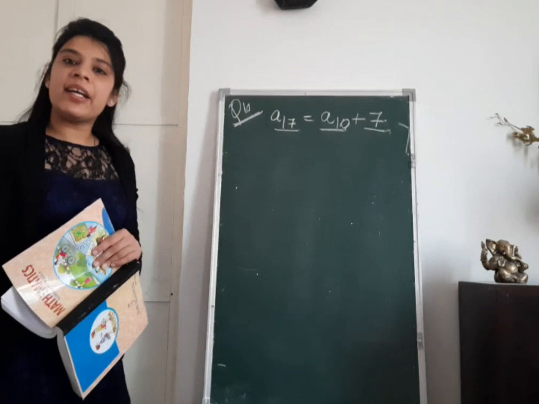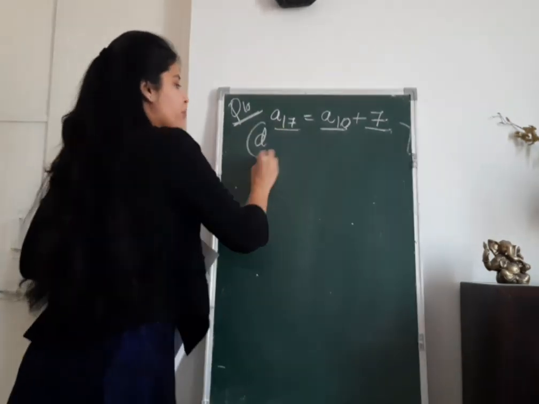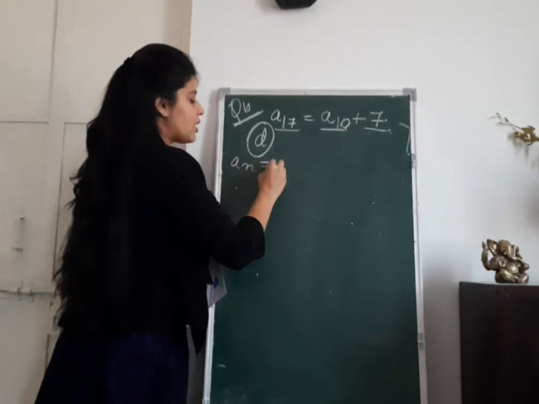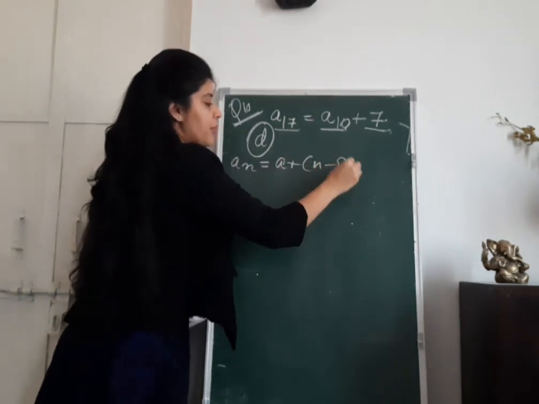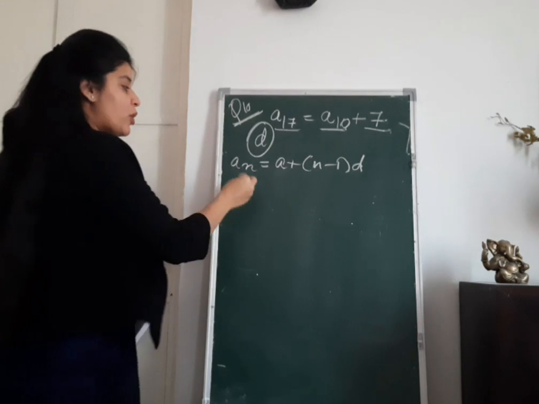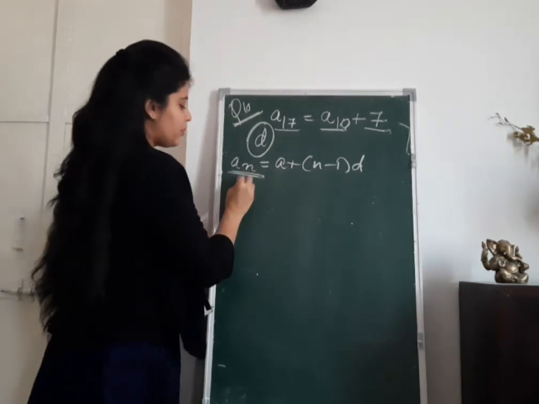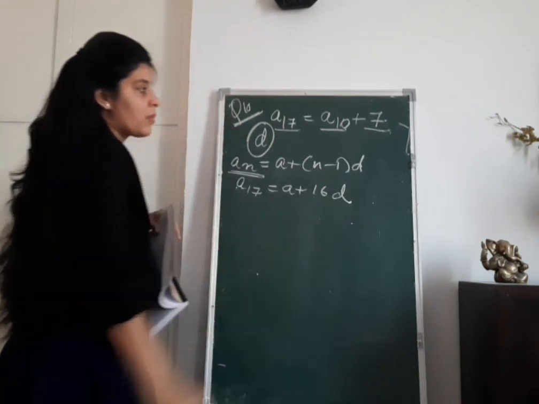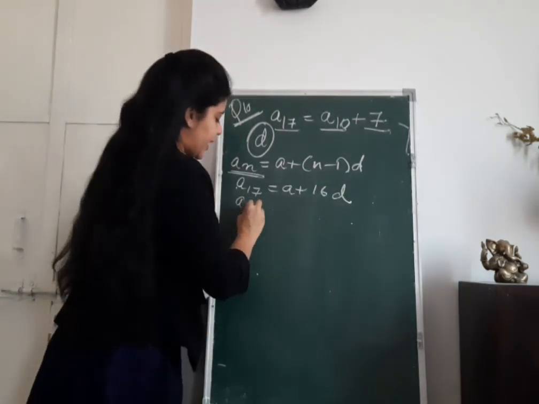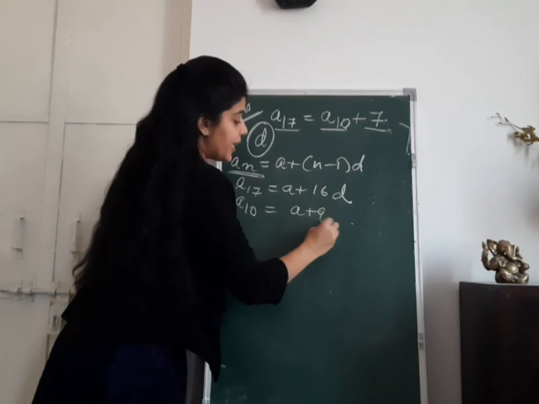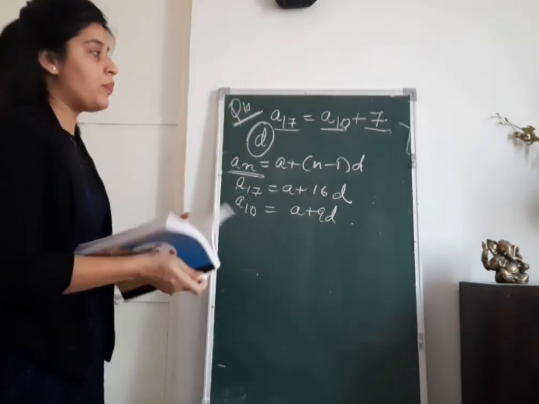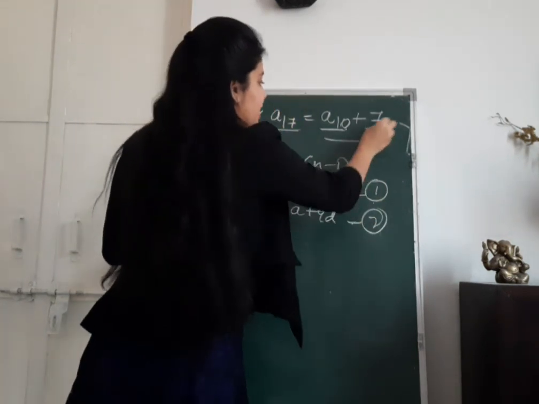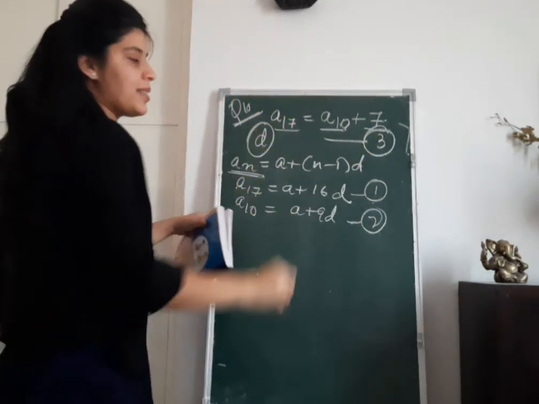And what I have to find out? Common difference d. Can I find out? Let's see how I can do it. Again using the formula an is equal to a plus n minus 1 into d and putting n as 17 here, I get a17 equal to a plus 16d. If I put n is equal to 10, I get a10 is equal to a plus 9d. Let's put from first and second in equation 3, which is this.